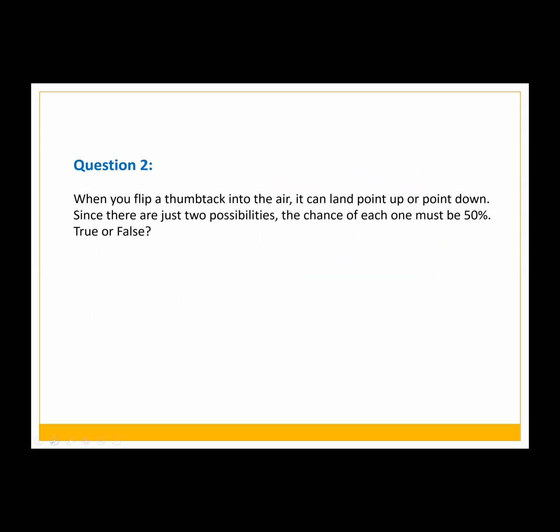Now let's go to the second question. Again, mute me if you want to work on your own. When you flip a thumbtack into the air, it can land point up or point down. Since there are just two possibilities, the chance of each one must be 50%. Is it true or false?